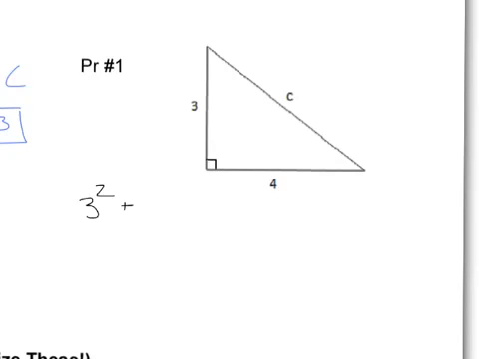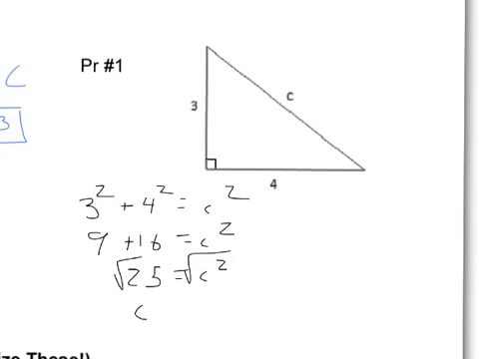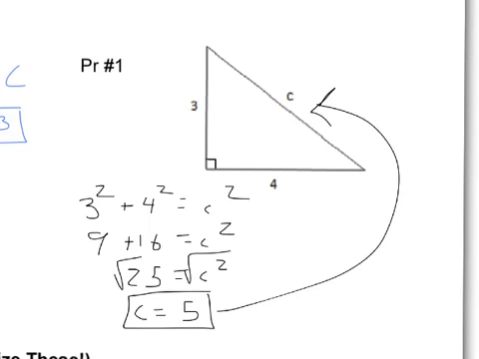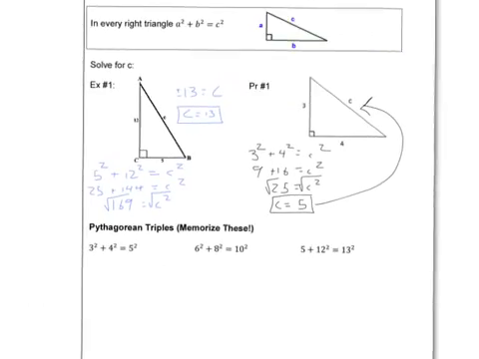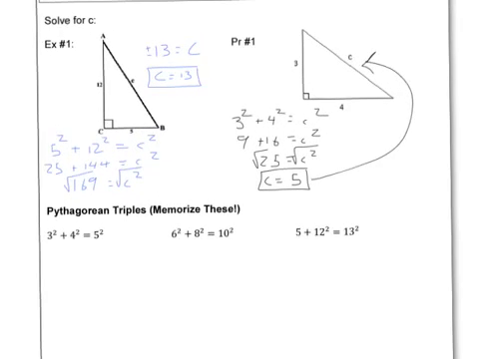Alright, 3 squared plus 4 squared equals C squared. 3 squared is 9, plus 4 squared is 16. 9 plus 16 is 25 equals C squared. Take the square root, and you get that C has to equal 5. It's 5.